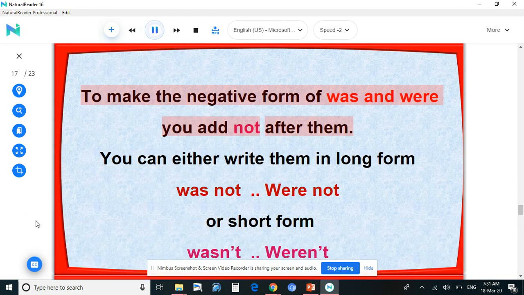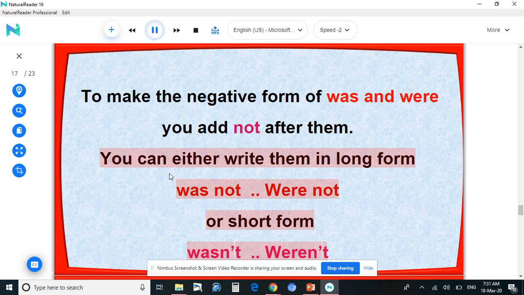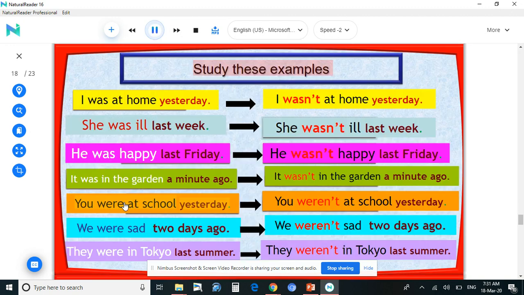To make the negative form of was and were, you add not after them. You can either write them in long form, was not, were not, or short form, wasn't, weren't. Study these examples.